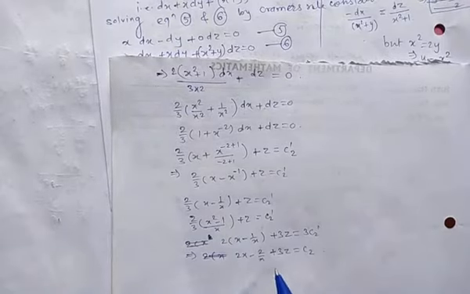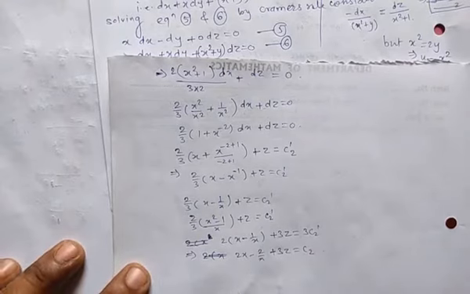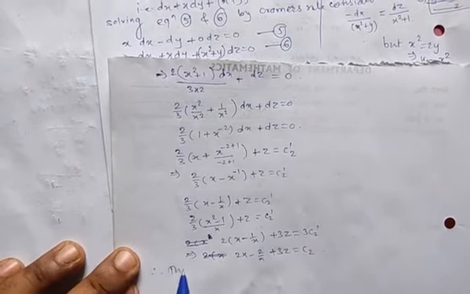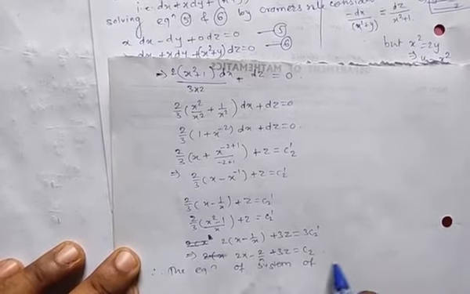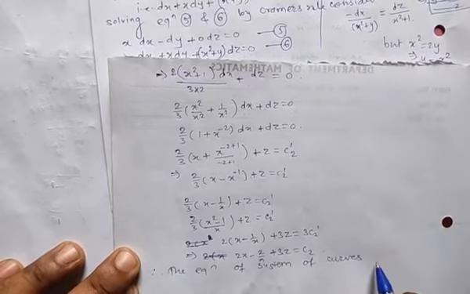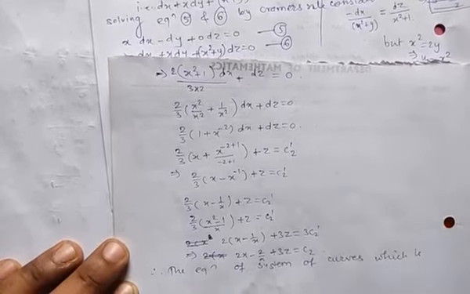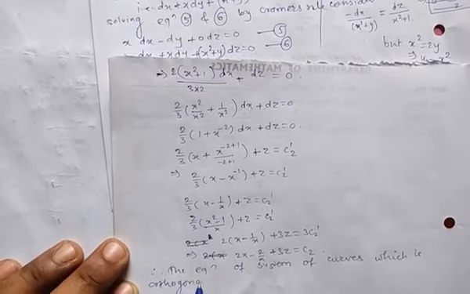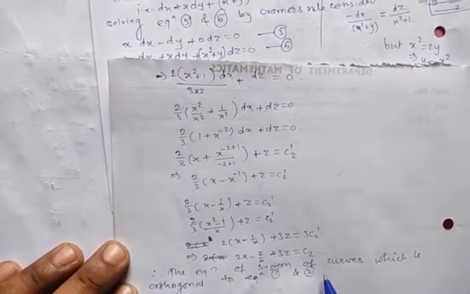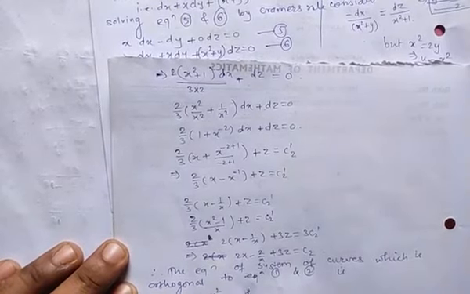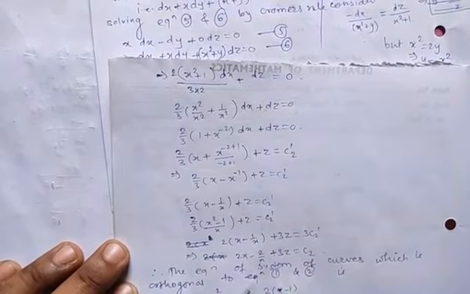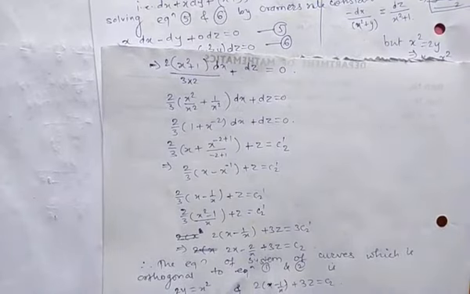Therefore the equation of the system of curves which is orthogonal to equation 1, f of xyz, and equation 2, g of xyz, is, what we get, 2y is equal to x square, and second is 2 into x minus 1 by x plus thrice z is equal to c2. So this is the required solution.